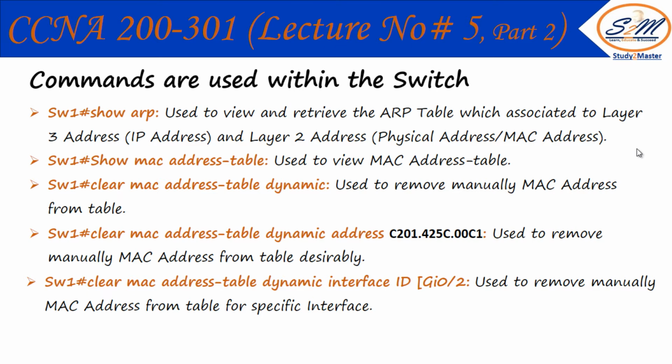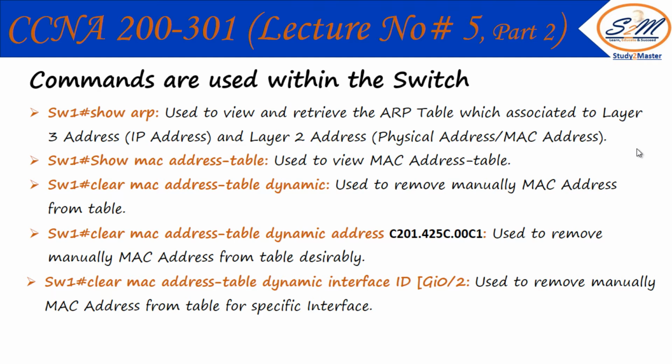These are the functionalities of commands used within the switch. Show ARP is used to view and retrieve the ARP table, which associates the layer 3 address, the IP address, and the layer 2 address, the physical or MAC address. Show MAC address table is used to view the entire MAC address table. Clear MAC address table dynamic is used to remove dynamically learned MAC addresses from the table.